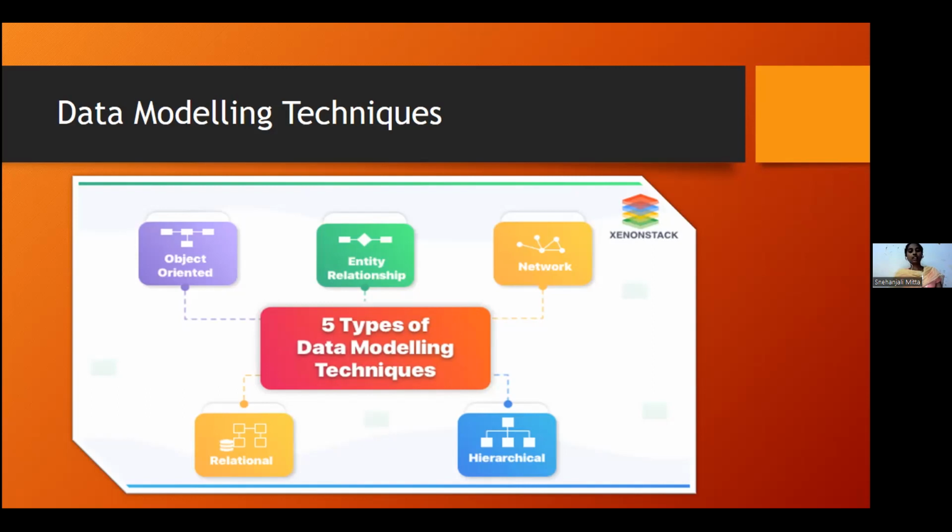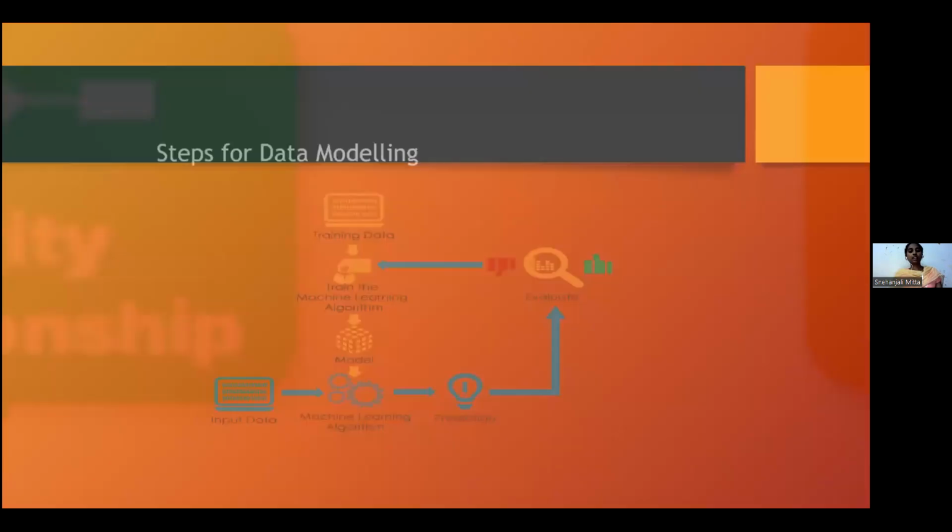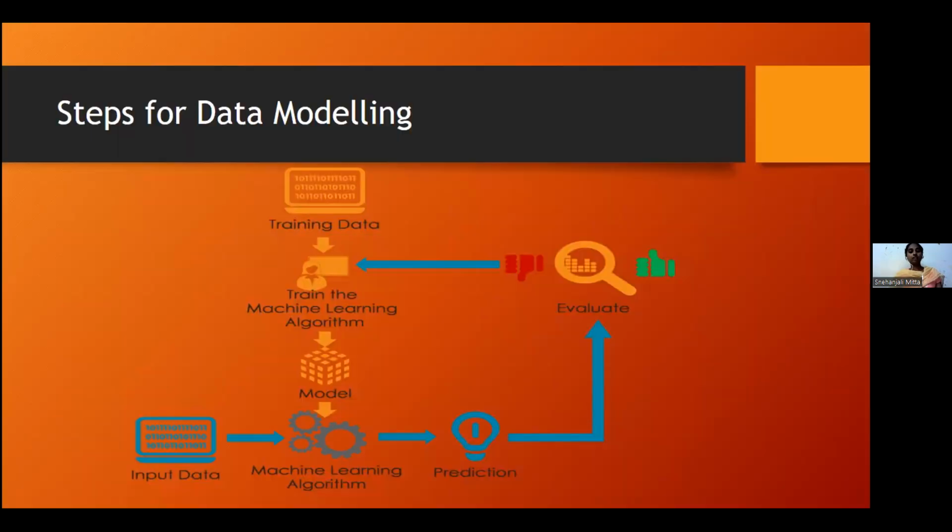Steps for data modeling. We will first divide the data into training data and test data. We will train the machine learning algorithm with the training data, and then we use the model. Then, with the machine learning algorithm, we process the data set. If the prediction is correct, we get the output. If it is not correct, then we evaluate and use another model.